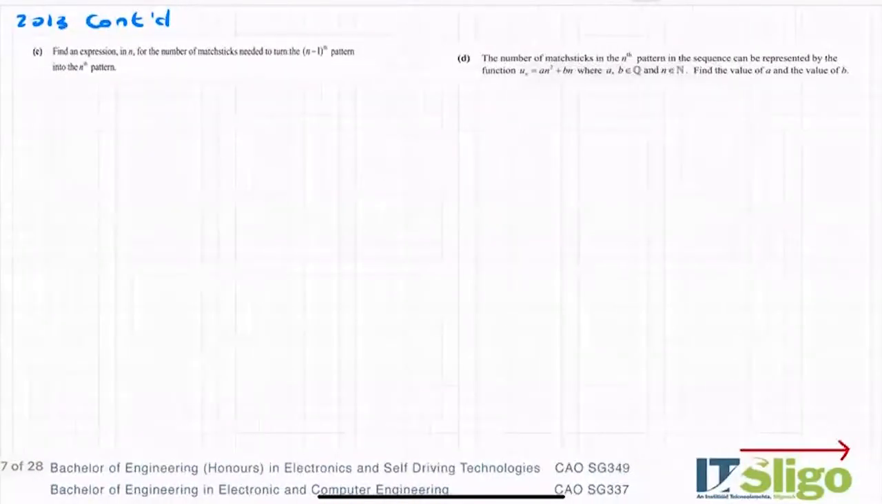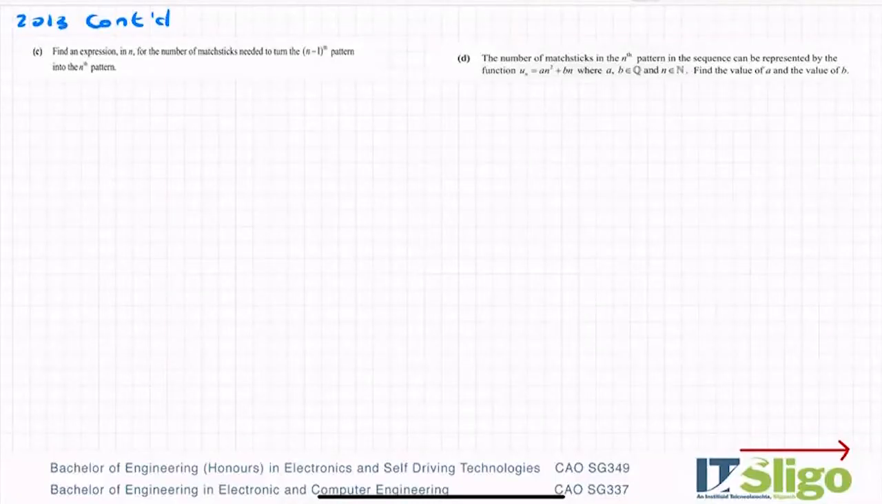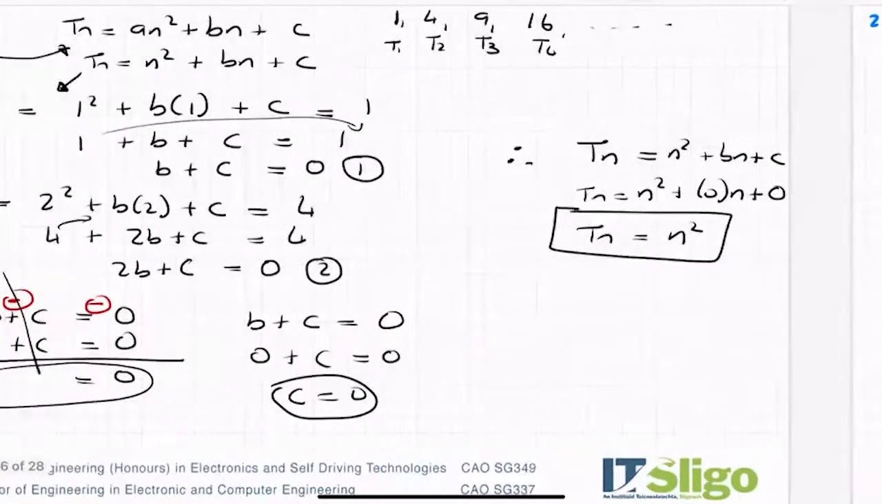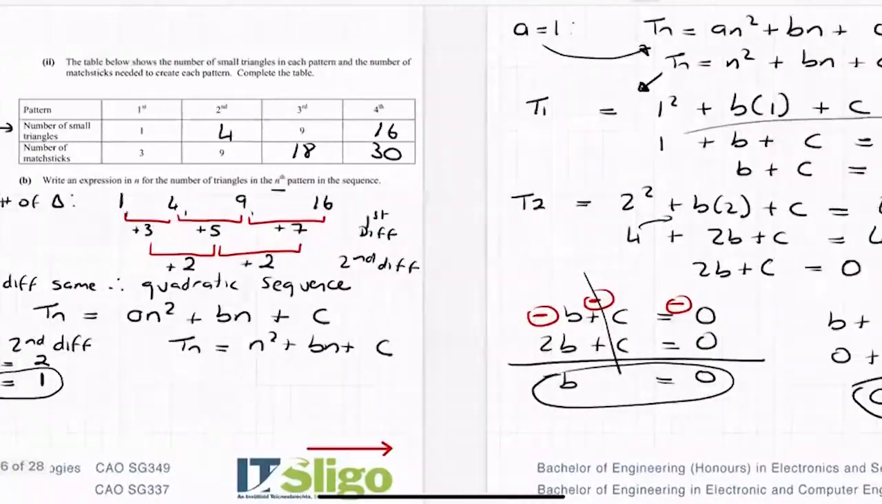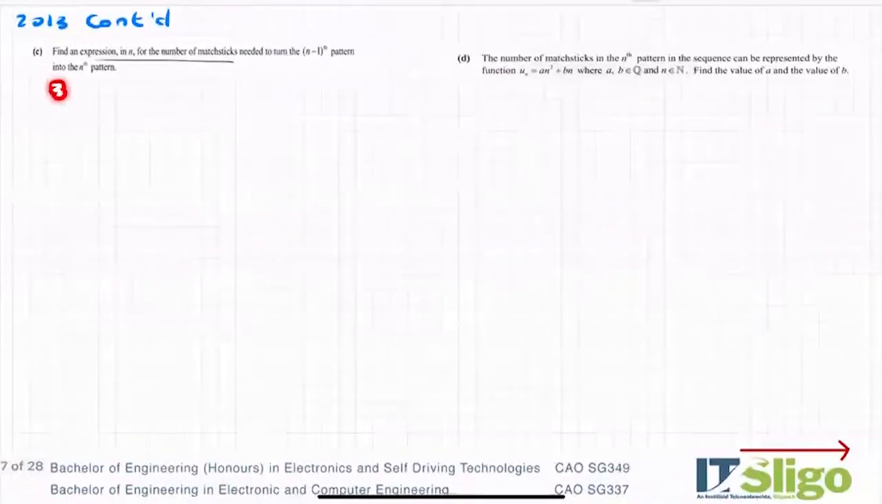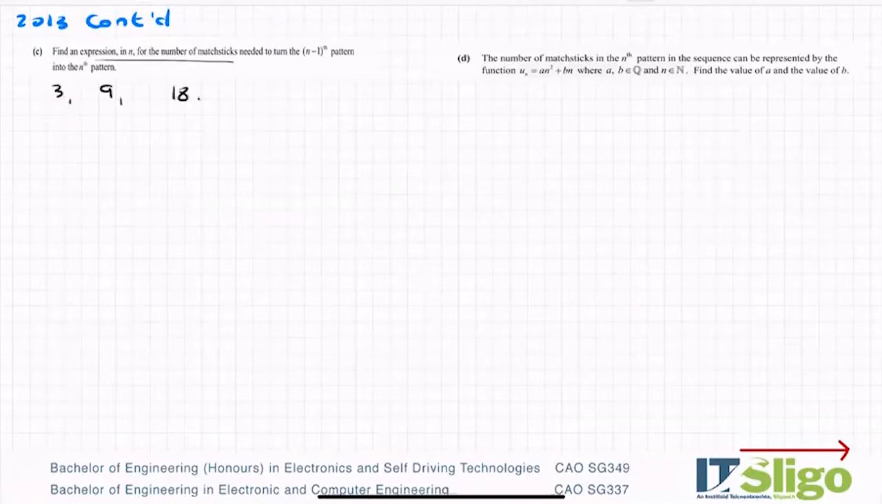The question's not done yet. Part c said, find an expression in n for the number of matchsticks needed to turn the n-1 pattern into the nth pattern. So I want now an expression for the number of matchsticks needed rather than the number of triangles. So I'm going back here to see the number of matchsticks. So 3, 9, 18, 30, and so on.